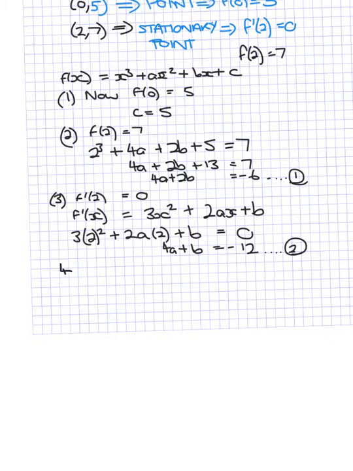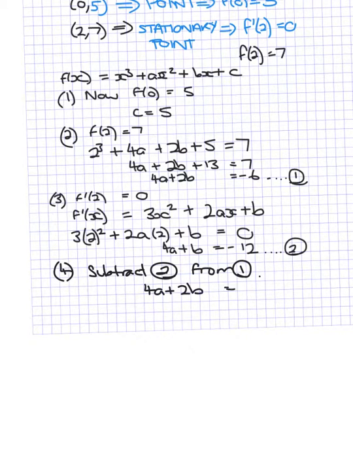So I am going to do step 4, and see how I've laid out my steps really logically? That really helps your brain if you can write your information in consistent steps, because you'll know what process you're doing when you're doing a question like this, and you won't get lost in what you've done and what you haven't done. So I'm going to subtract equation 2 from equation 1. I get 4a plus 2b equals negative 6. Under here, 4a plus b equals negative 12.